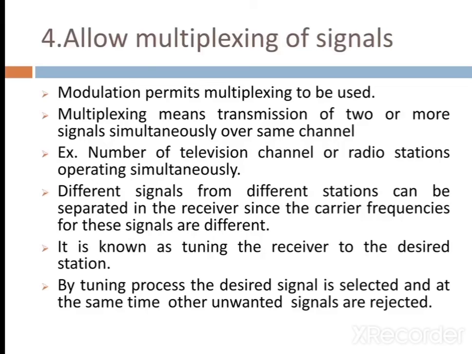So modulation permits multiplexing to be used. Multiplexing means transmission of two or more signals simultaneously over the same channel. As an example, a number of television channels or radio stations operating simultaneously. Then different signals from different stations can be separated in the receiver since the carrier frequencies for these signals are different. Then it is known as tuning the receiver to the desired station. By the tuning process, the desired signal is selected and at the same time other unwanted signals are rejected.